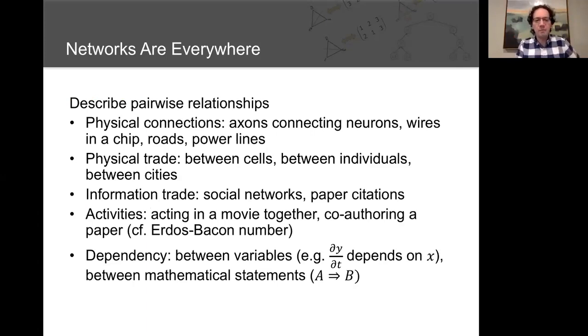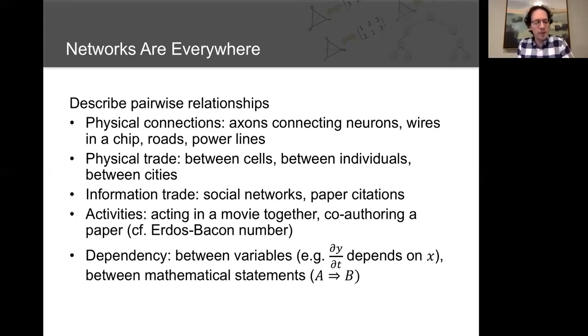This could be anything from physical connections like axons connecting neurons, roads, power lines, to trade, either physical or non-physical, like trade between cities, between individuals, or information trading as happens on social networks, or for example, when one paper cites another. It could be something more temporal, like activities, right? Acting in a movie together, writing a paper together.